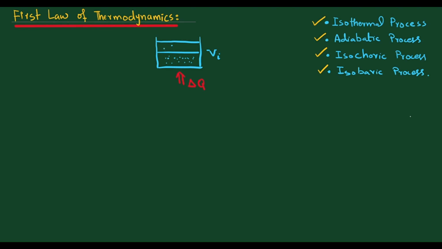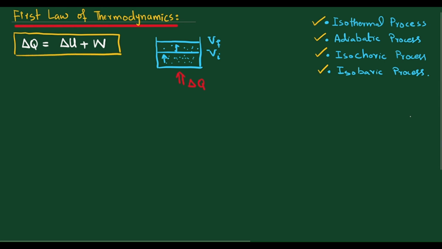Now the system will go to its final volume, the VF, because the pressure of the gas exerts the force on the lid and the lid will move upward. As we apply the heat to the system and its piston is uplifted, the heat provided to the system goes into two forms: change in internal energy plus work done. This equation is called the first law of thermodynamics.